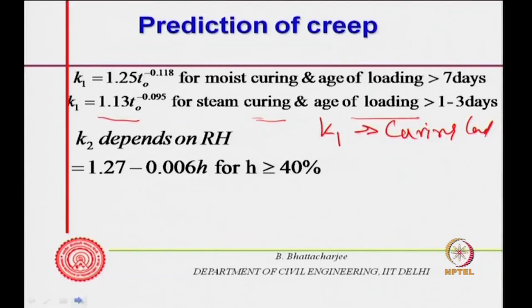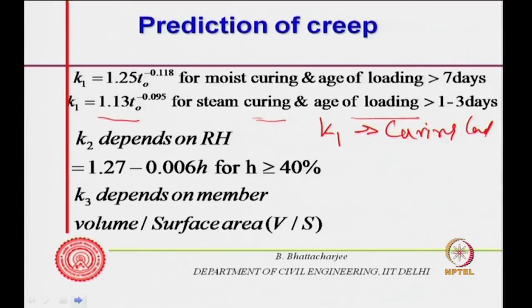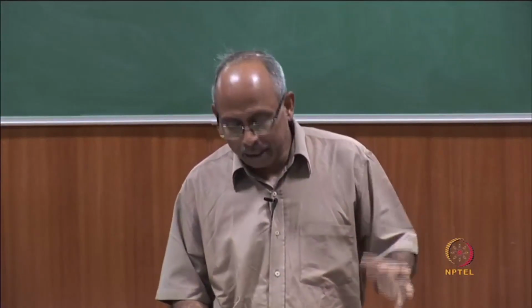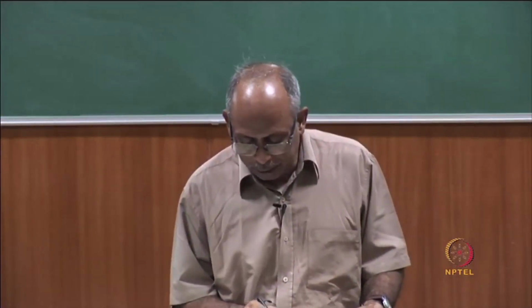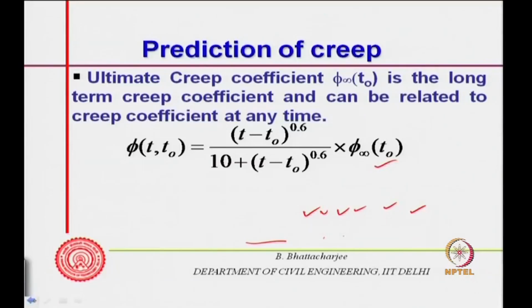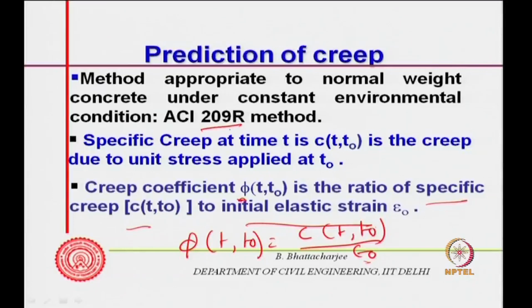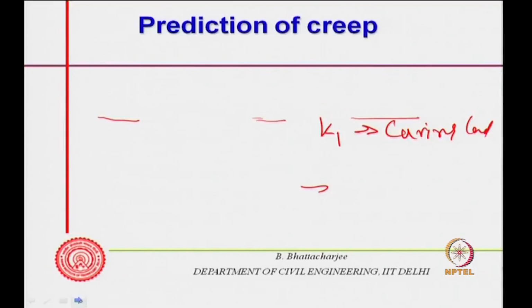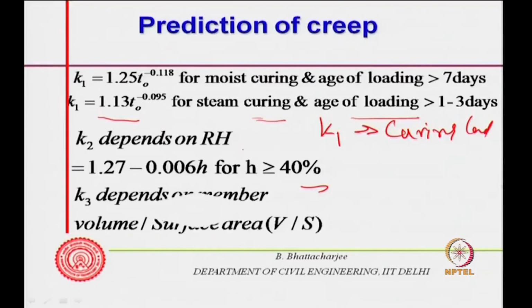Okay. K2 is related to relative humidity, and there is more about it, but I have picked up only one portion, because if one is interested in calculating for various conditions, various relative humidity situations, one may go back to the ACI document that I mentioned just now, ACI guideline 209R, but a part of it I am just mentioning here. For example, related to relative humidity, if it is more than 40%, the equation is given like this, where H stands for relative humidity in percentage.